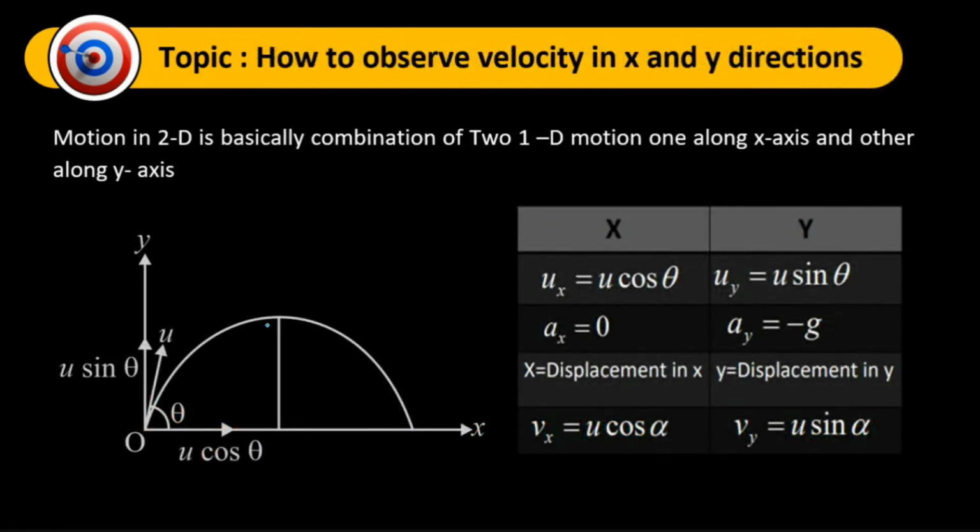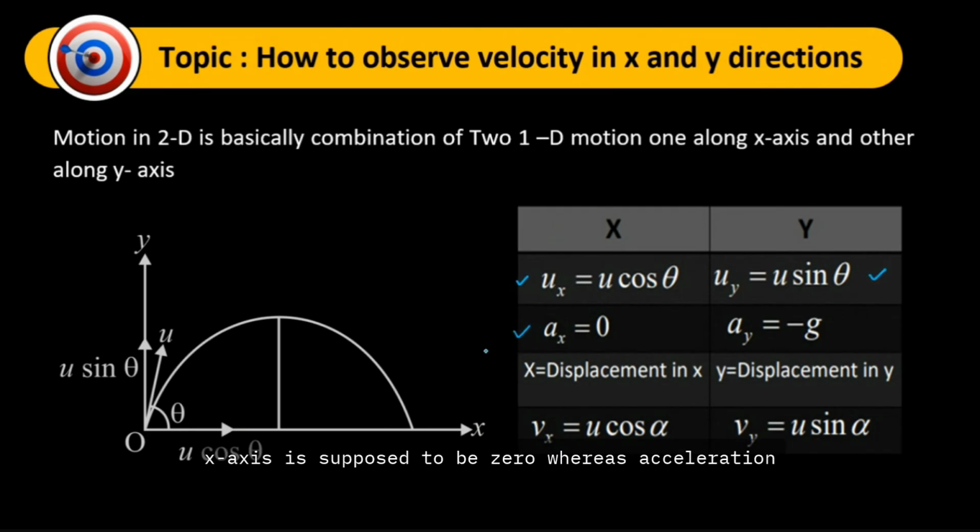So I already mentioned that in order to solve all those things like range, maximum height, time of flight, we have to consider the motion along the x-axis and y-axis differently. We mentioned that initial velocity along the x-axis is u cos theta, whereas initial velocity along the y-axis is u sin theta. Acceleration along the x-axis is 0, whereas acceleration along the y-axis is negative g. The negative sign simply represents the direction, that direction is along the downward y-axis.